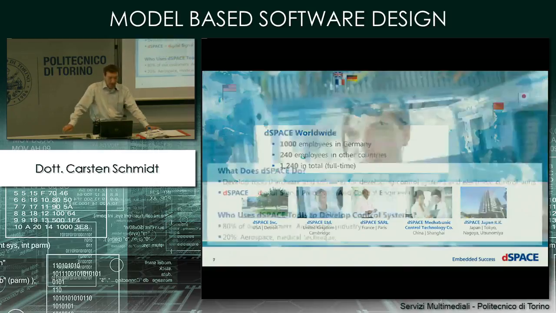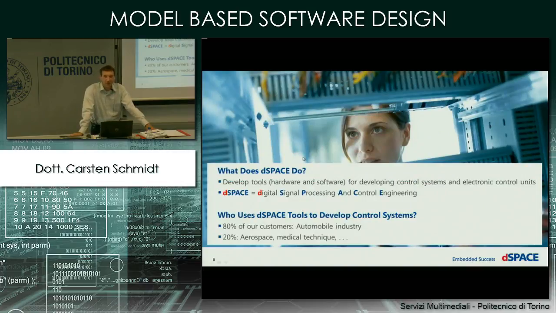Okay, so let's go a little bit into what DSpace does. So here's a statement. DSpace develops tools, hardware and software, that allow development of control systems and electronic control units. I think it's quite clear to you what it means. It's a little bit difficult sometimes to explain it to persons who have not an engineering background. Okay, and DSpace is actually an acronym and stands for Digital Signal Processing and Control Engineering.